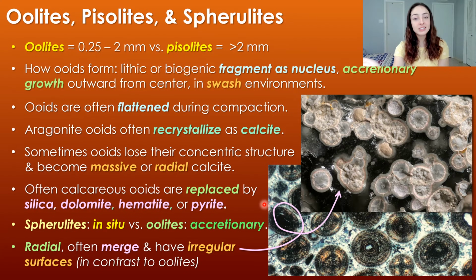And spherulites are different from ooids in that they form in situ from chemical precipitation of radial crystals rather than accretionary growth around a nucleus. So spherulites don't typically have a nucleus and they don't swash around anywhere. They form right where they are in situ and often merge and have irregular surfaces in contrast to the very smooth calcareous surfaces of ooids.